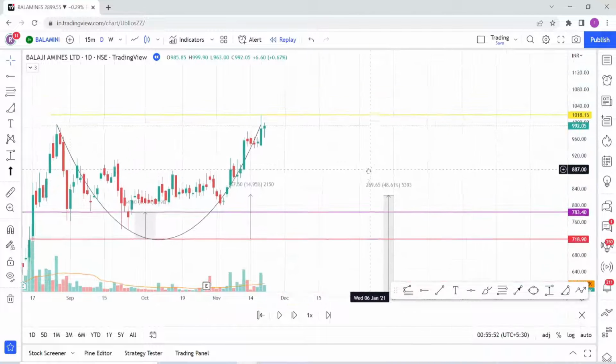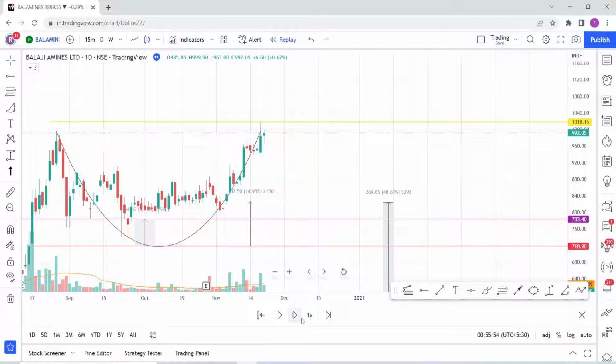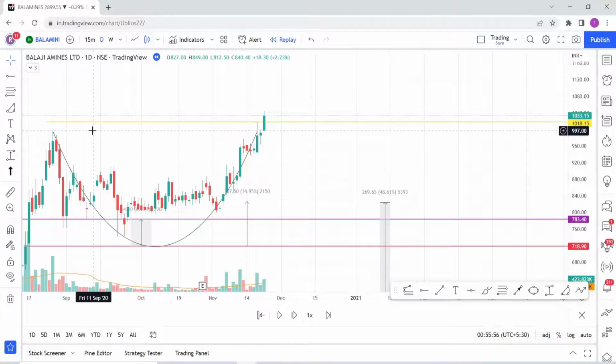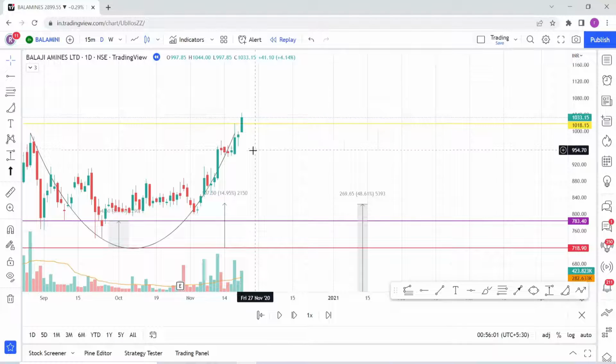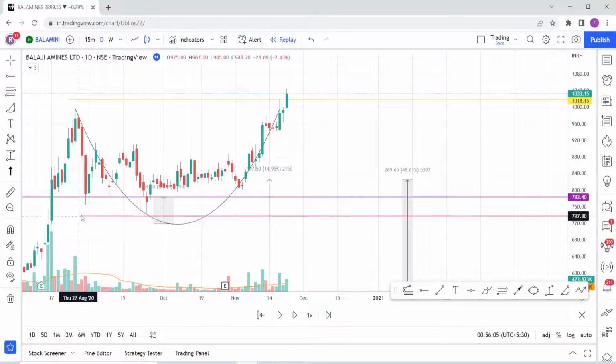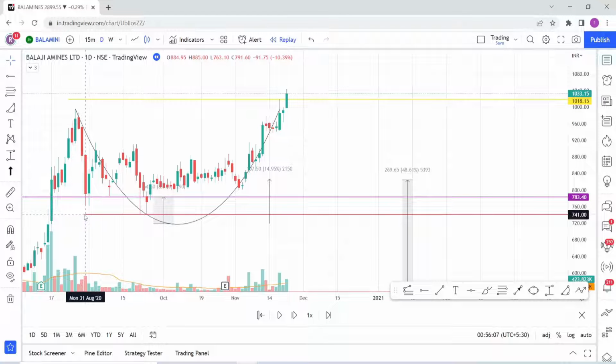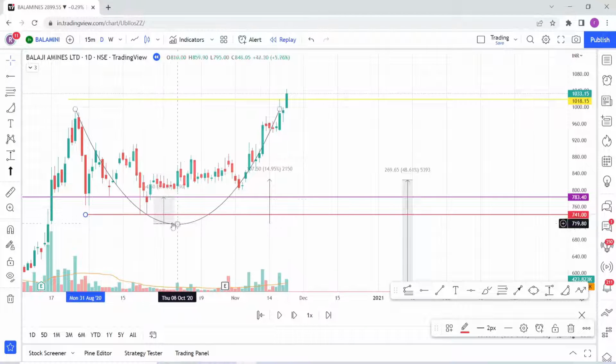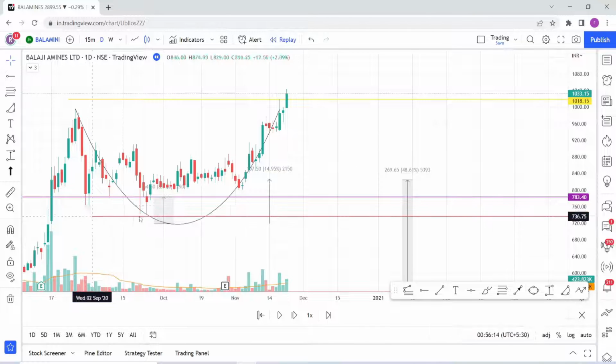But till now there is no swing high breakout. So this one we can consider as a breakout. So now this is the breakout candle, so we can trail our stop loss. We can trail our stop loss, but not too much. Ideally this should be the bottom of the rounding bottom, or we can move here.